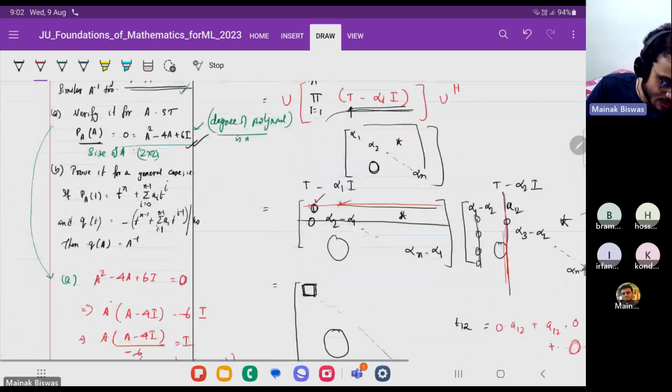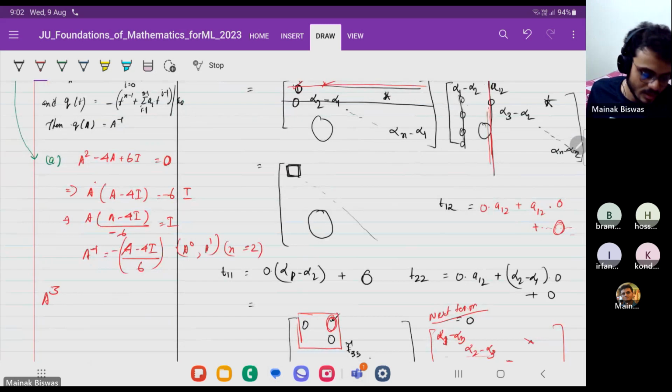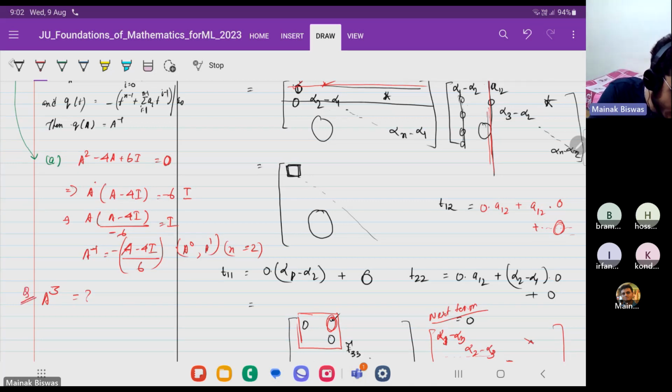So let's do one more example. Let's try and write A cube. So how can I write A cube? Any idea? A cube. So how can I write A cube in other terms? In terms of A square, A to the power 1 and A to the power 0.